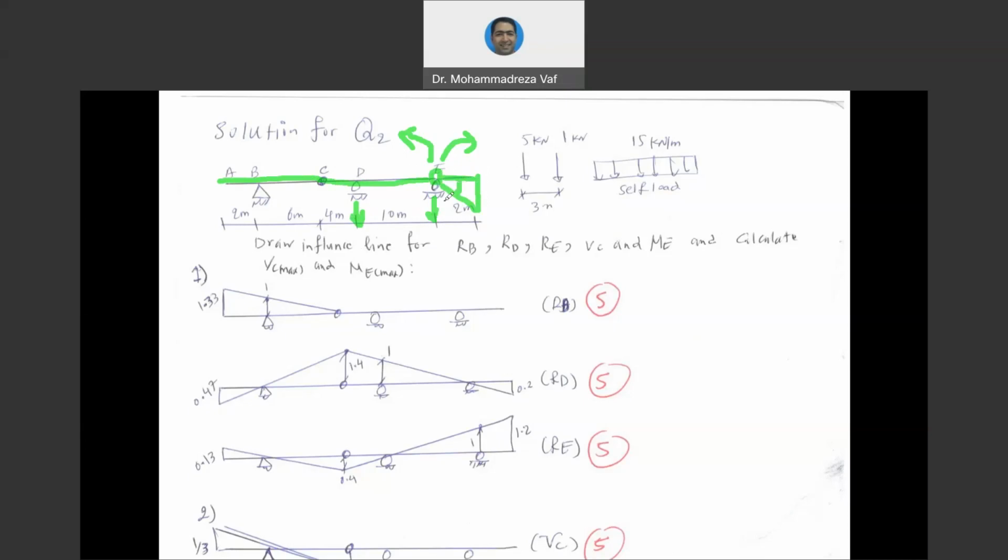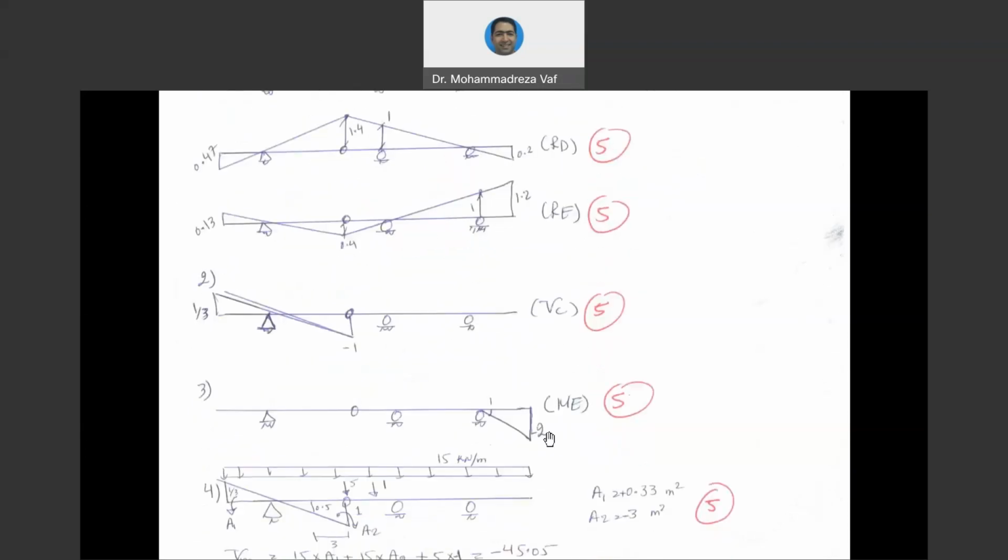And since we said the bending moment is going to impose 1 radian rotation, and you know the length is 2 meters, 2 multiplied by 1 is going to give you -2. So therefore, this is going to be the shape of the influence line for bending moment at point E. So that's why you can see here.